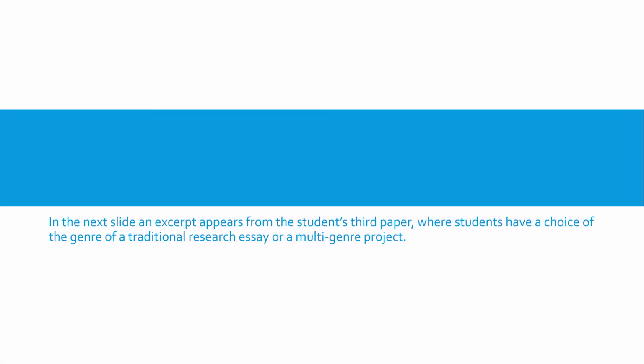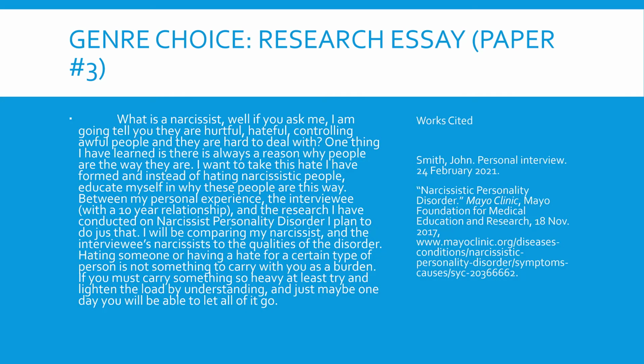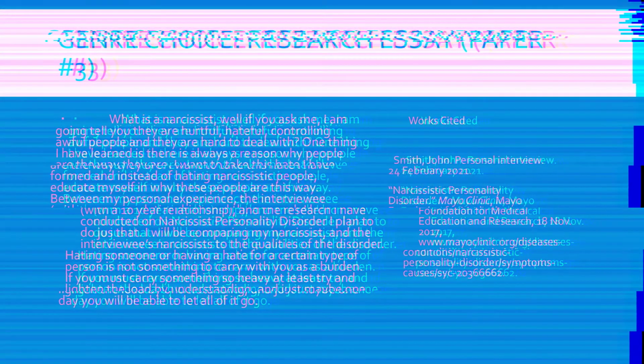The next slide is an excerpt from the student's third paper. In the third paper, you have a choice of doing either a traditional research essay or a multi-genre project. She picked the traditional research essay, so she needed to do research about NPD, and then she wrote just about the disease or the personality disorder, and she compared the typical symptoms of that personality disorder to someone that she had actually known. In a research paper, you'll have a works cited and so forth.